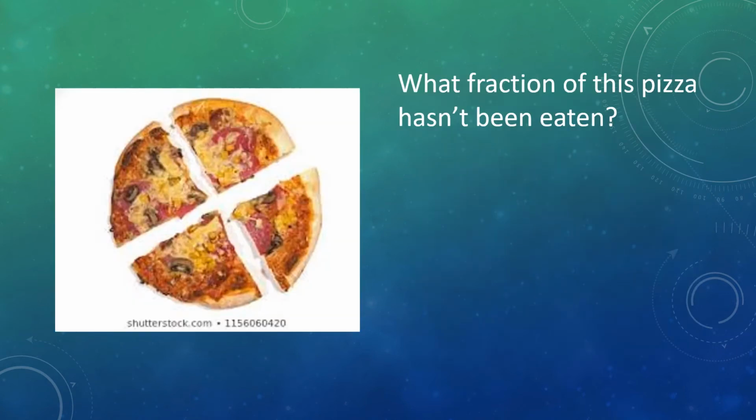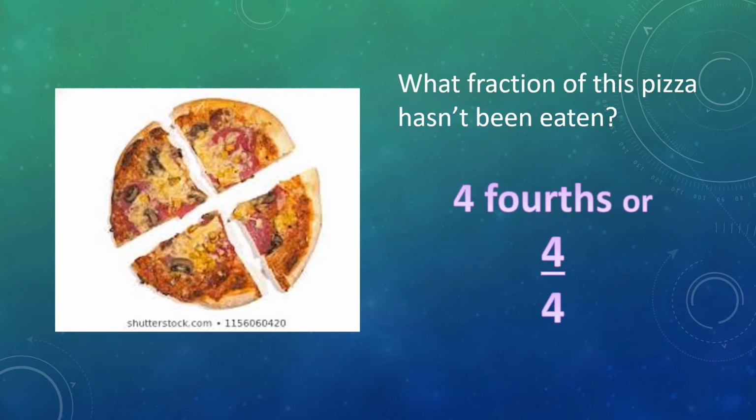What about this pizza? What fraction of this pizza hasn't been eaten? Well, how many parts has this pizza been divided into? 4. And how many pieces haven't been eaten? 4. So the numerator is representing what hasn't been eaten, 4, and the denominator represents how many pieces the whole was divided into. So 4/4 of this pizza have not been eaten. Another way to say this is 1 whole pizza has not been eaten.